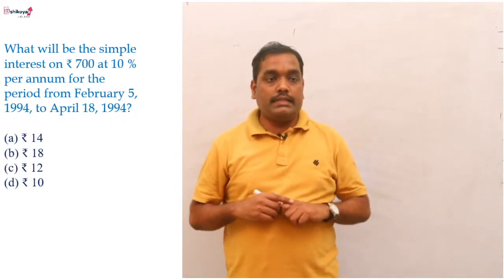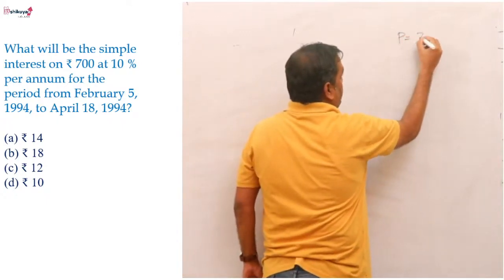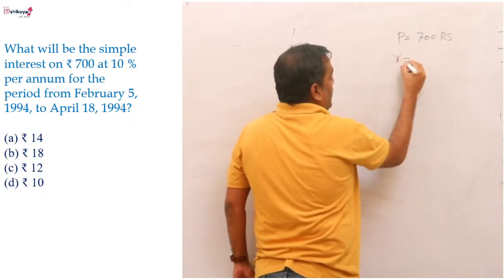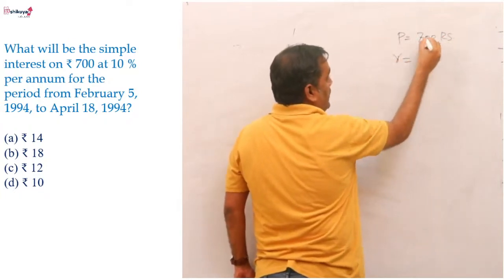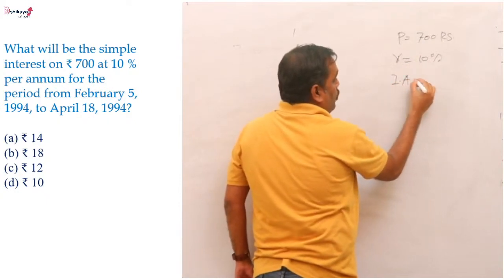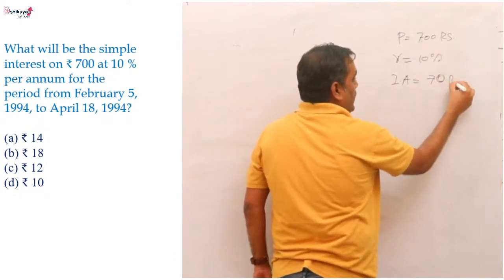First of all, the principal amount given here is 700 rupees, and the rate of interest on that is given as 10%. So 10% of 700 means, we are getting the interest amount for 1 year, 10% of 700, which is 70 rupees.